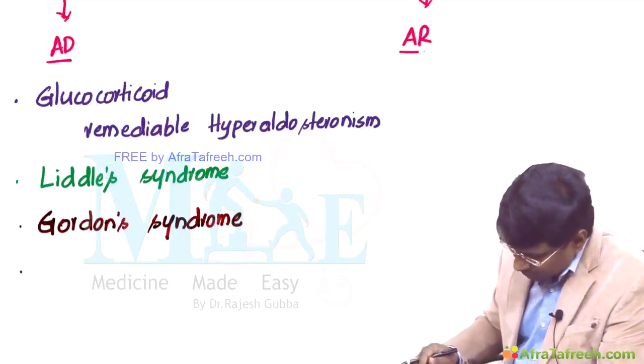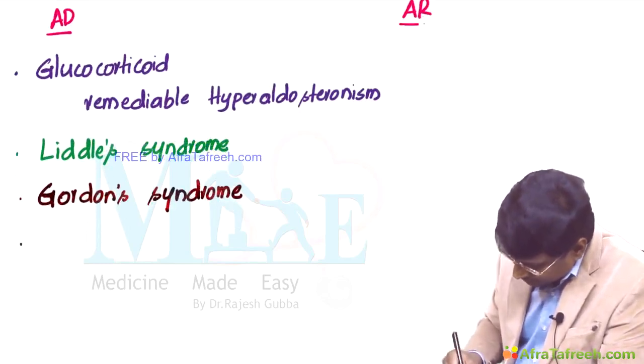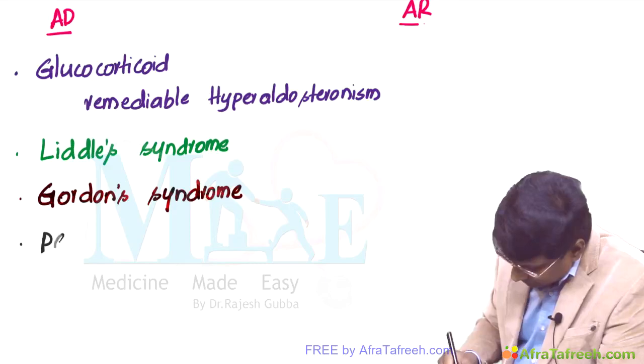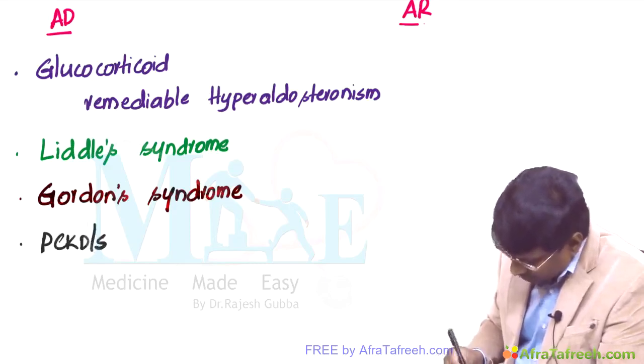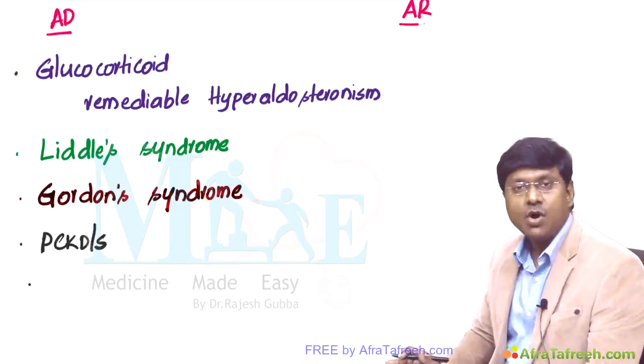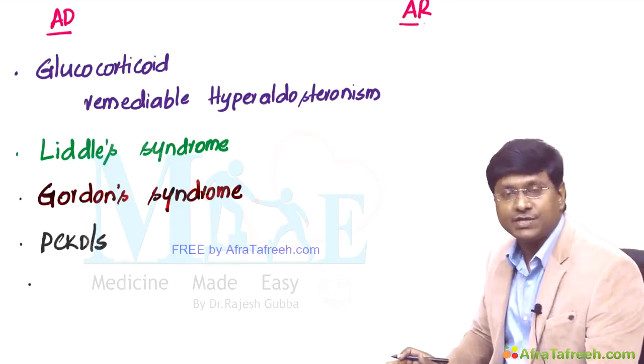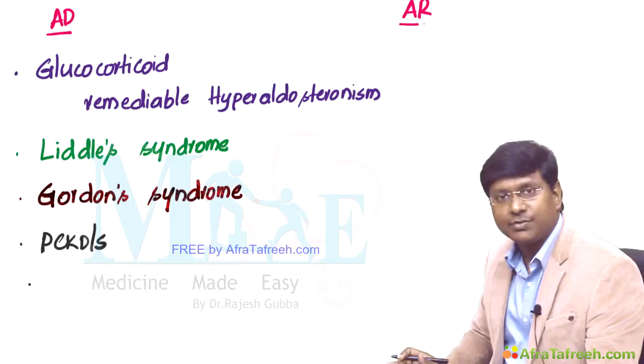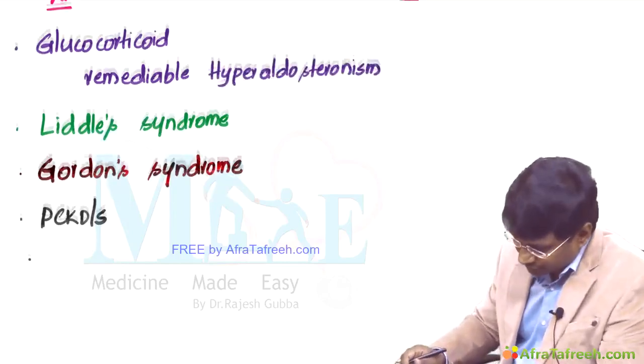Next, the other autosomal dominant condition is in patients with polycystic kidney disease. Remember, polycystic kidney disease can be of two variants. One is autosomal dominant and the other one is autosomal recessive. Autosomal dominant is the one which is seen in adults, whereas autosomal recessive is the one which is seen in children.